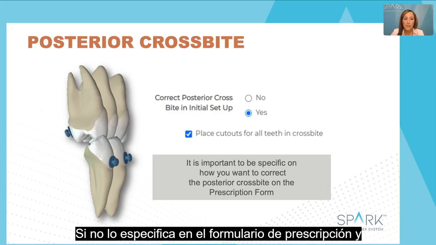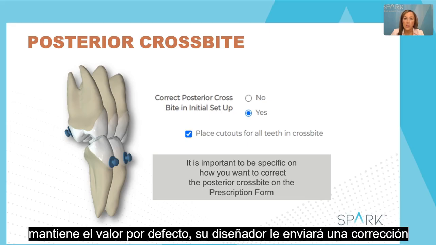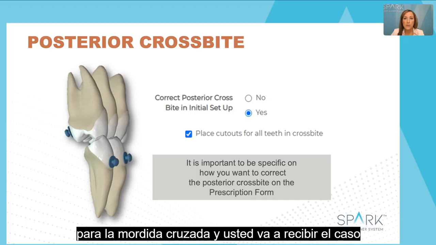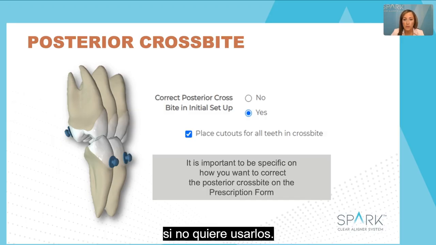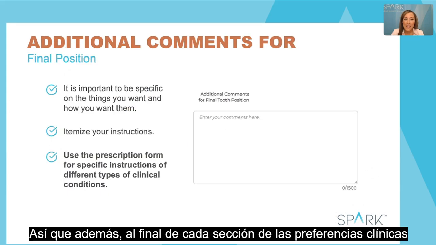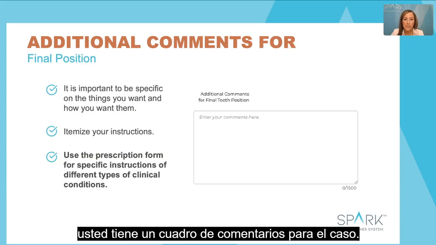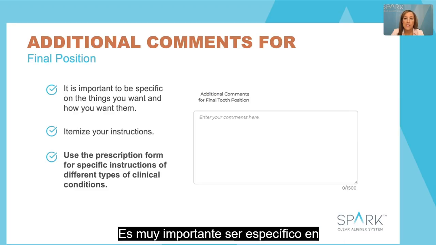If you don't specify that on the prescription form and keep the default, your designer will send you a correction for the crossbite, and you're going to receive the case back with button cutouts to use elastics. Remember, with the 3D controls in Approver, you can remove those buttons as well if you don't want to use them. So in addition, at the end of each section of the clinical preferences, you have a comments box for the case. It is really important to be specific on the things you want and how you want them, as well as itemizing your instructions.